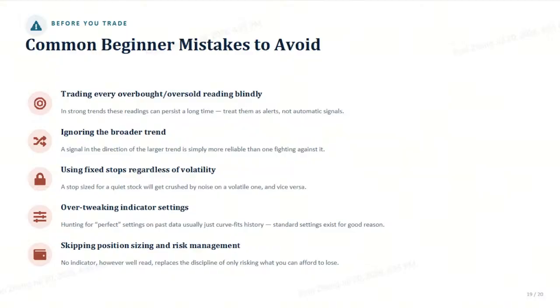Number 4. Constantly tweaking indicator settings, hunting for the perfect combination that would have worked perfectly on past data. This is a trap known as over-optimization, and it usually leads to settings that were curve-fit to history, but don't hold up going forward. The standard settings we discussed today, 14 periods for both ATR and stochastics, are standard for good reason. And number 5, probably the most important one, skipping position sizing and risk management altogether. No indicator, no matter how well you read it, replaces the discipline of only risking an amount you're truly comfortable losing on any single trade.